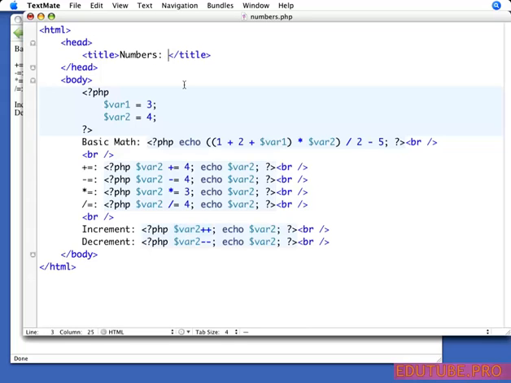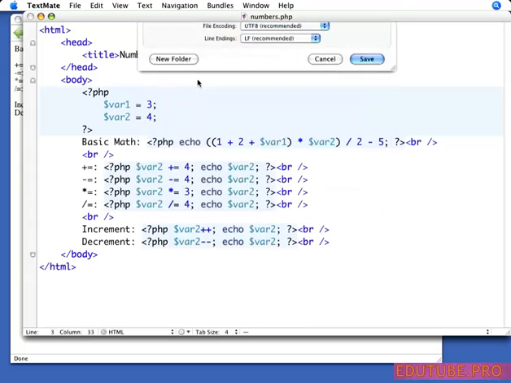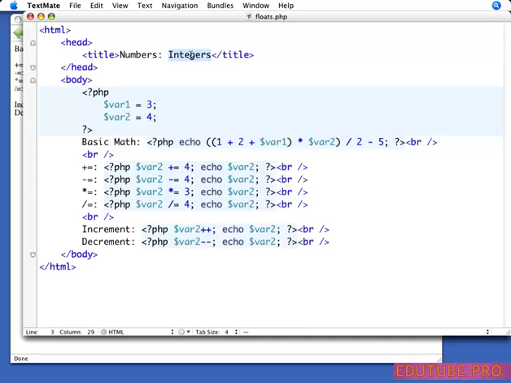which is just to put a colon at the top and make it integers, because that's actually the kind of numbers that we were working with there. But there are two types of numbers. So we're going to make another one after we save this file. We'll save it in the numbers.php. Then we'll do a save as, and this one's going to be called floats.php. And instead of integers in this one, I'm going to call it floats or floating point numbers. And I'm going to go ahead and clear all of this out of there.